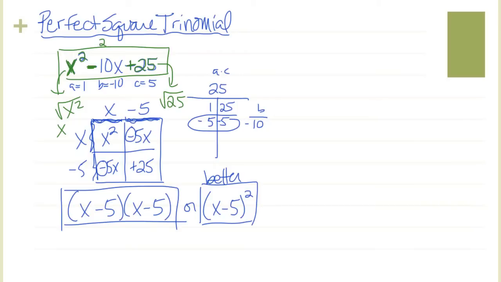This is always 2 times the square root of the first thing times the square root of the last thing, right? So that's why that middle term ended up being 2 times x times 5, and we just keep the sign that it has. That's where that 10x came from.